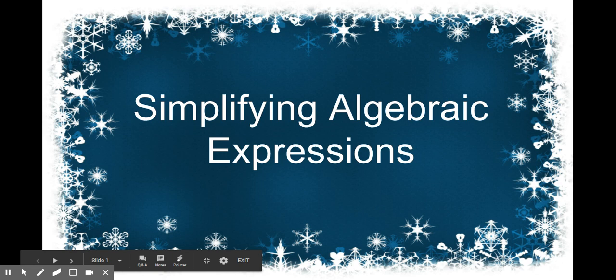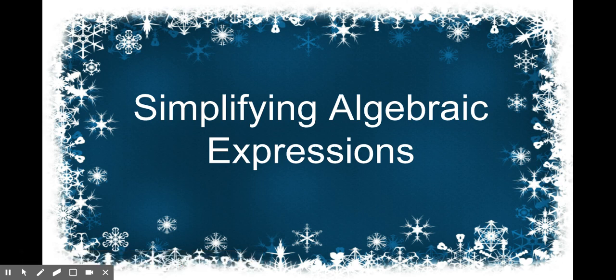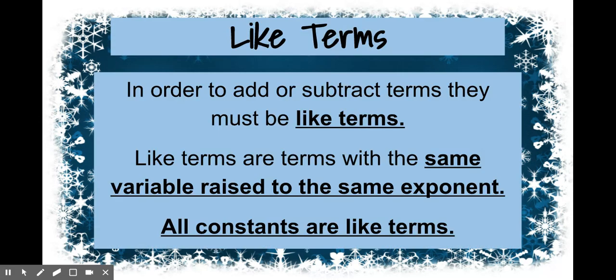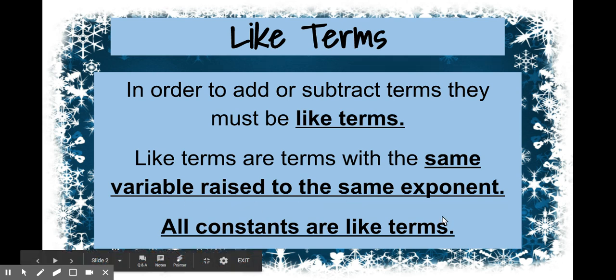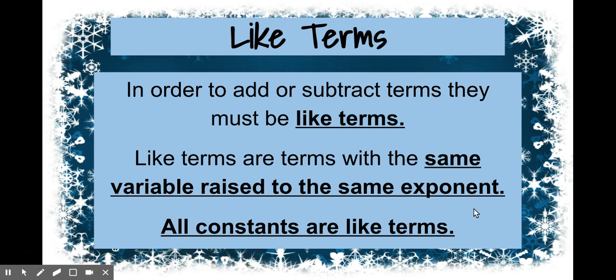This is 7.3, Simplifying Algebraic Expressions. Before we can get to actually simplifying the algebraic expressions, there's a couple things that we need to know. In order to add or subtract terms, they have to be like terms. Well, what are like terms? They're terms that have the same variable raised to the same exponent or the same power.